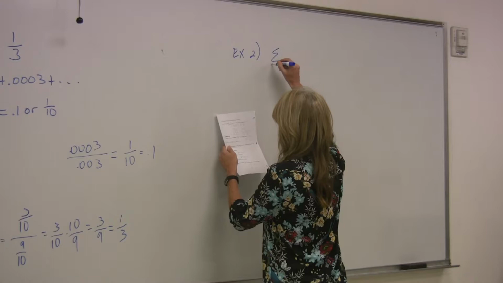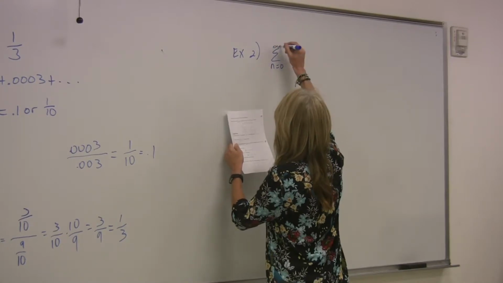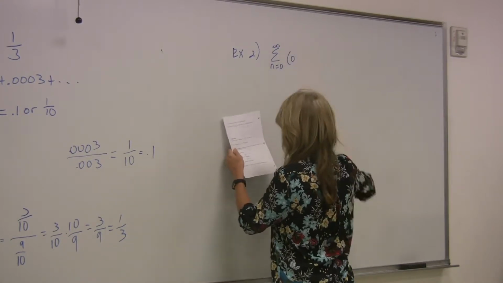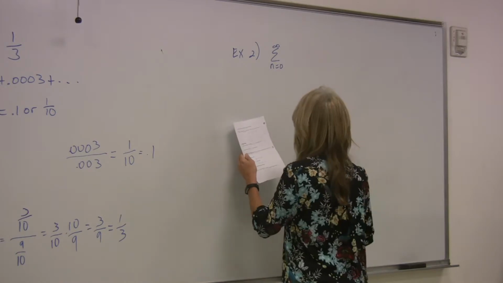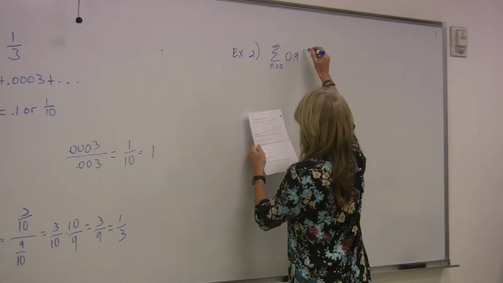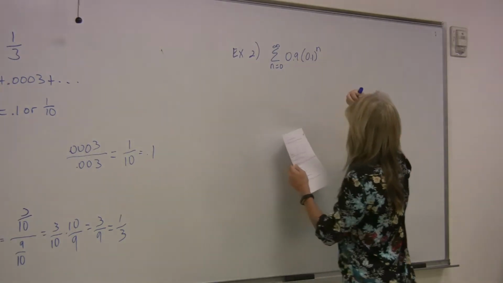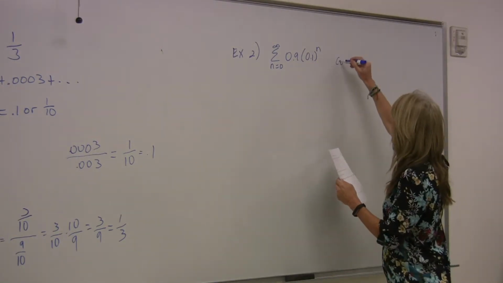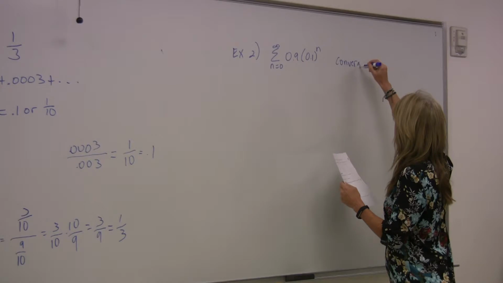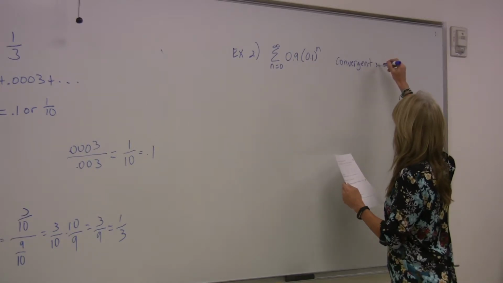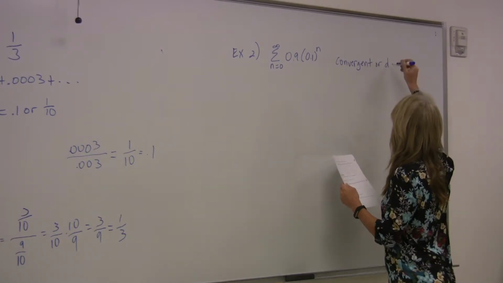Does this series, n equals 0 to infinity of 0.9 times 0.1 to the n, converge or diverge? First off, is it geometric? How do you know?